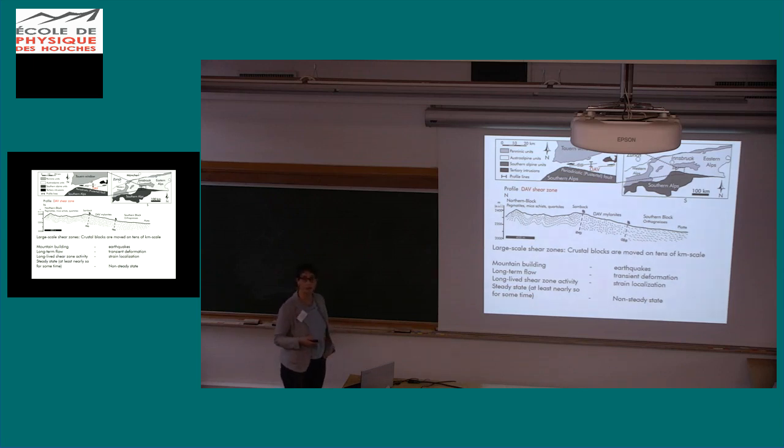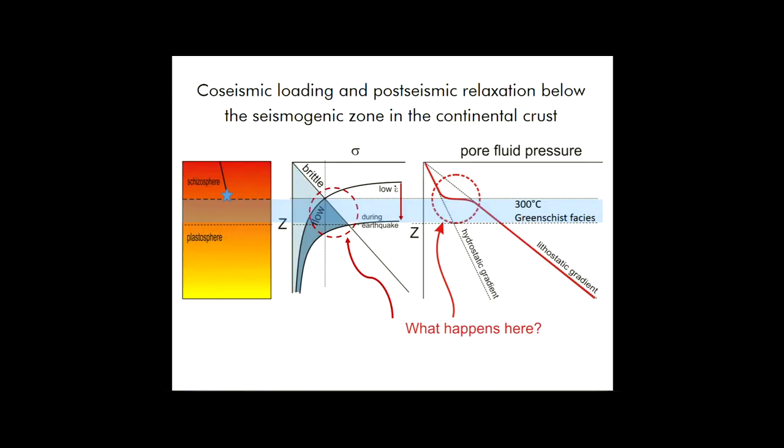scale mountain building? Big shear zones move the crustal blocks over kilometers of scales, and then we have to care about the long-term flow and the long-lived shear zone activity and a steady state, at least at some time intervals we can assume that we have something similar to steady state. So how are these different processes on the different temporal and spatial scales linked?